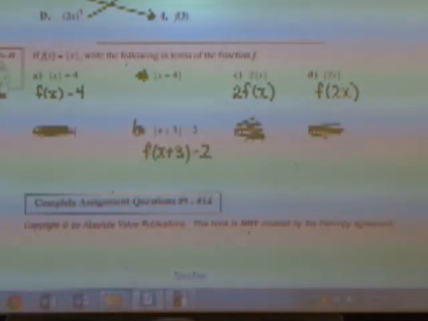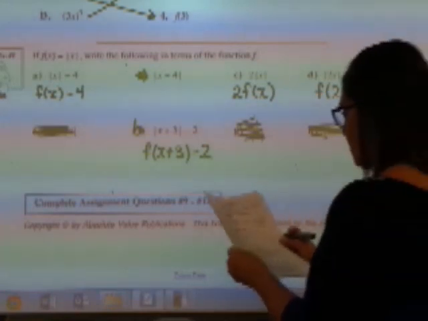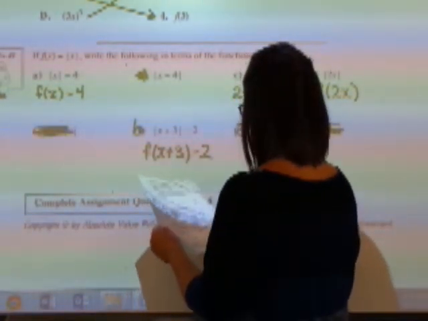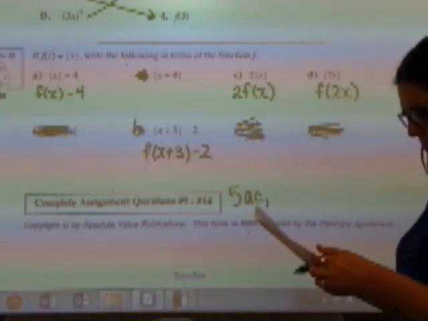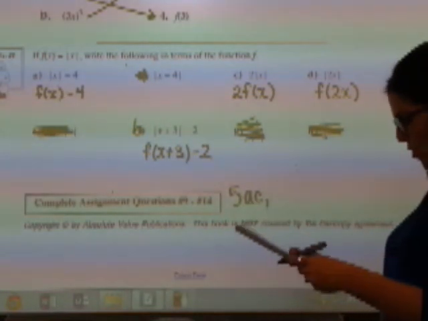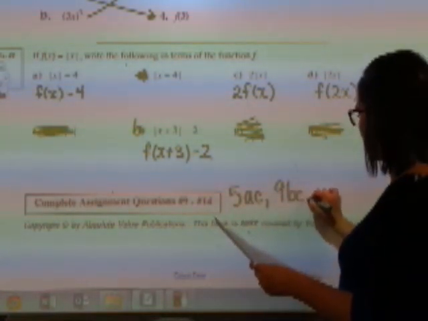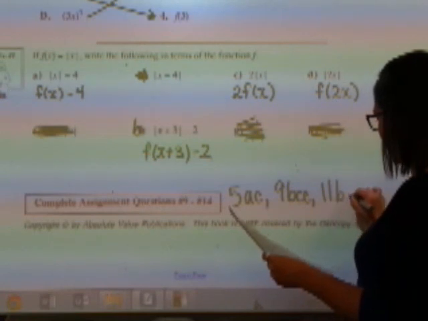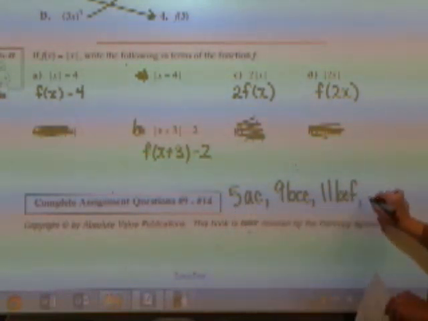So yesterday I gave you questions 2 and 3 and 4. Okay? So today I just want to see if I want to give you question number 5 or not. Question number 5, A and C. And then question number 9, B, C, and E. 11, B, E, and F. And 12 to 14.